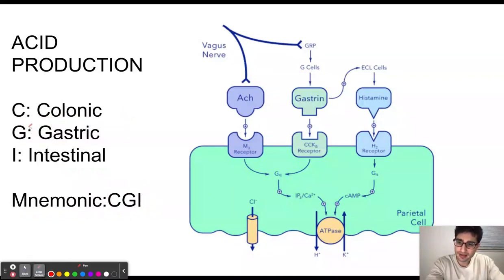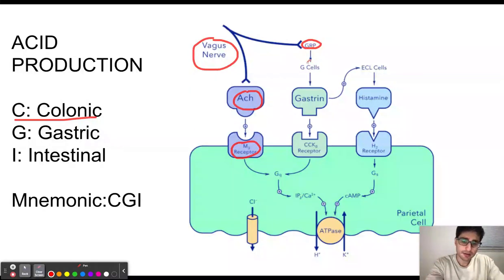Now, the first phase is the colonic phase. And the colonic phase is going to be mediated by the vagus nerve. When we see food, when we taste food, when we smell food, or even when we think of food, the vagus nerve is going to be stimulated and it is going to produce acetylcholine and GRP. Acetylcholine is going to bind to the M3 receptor found on parietal cells, and this ultimately results in production of acid.